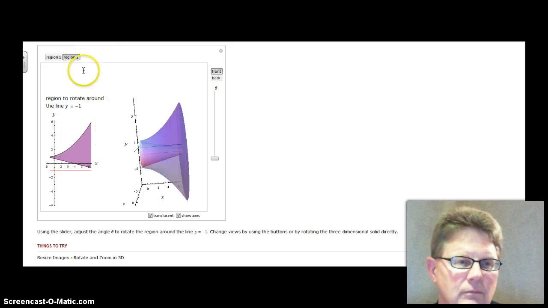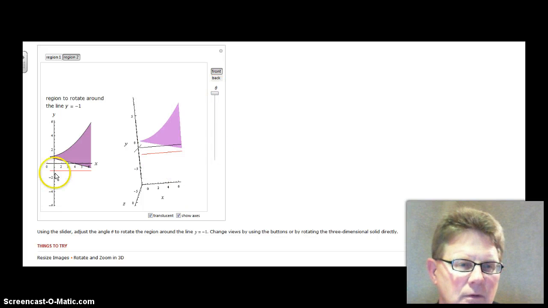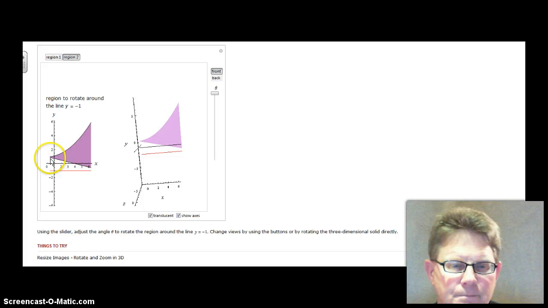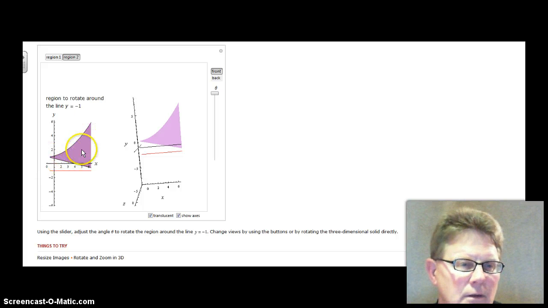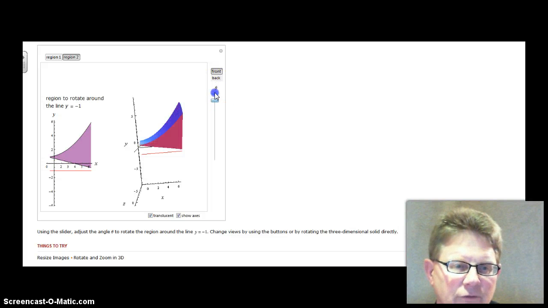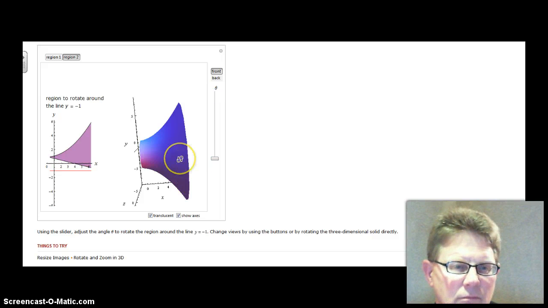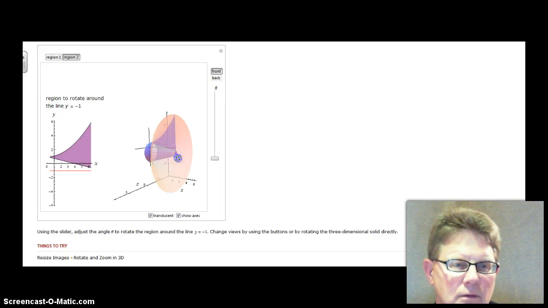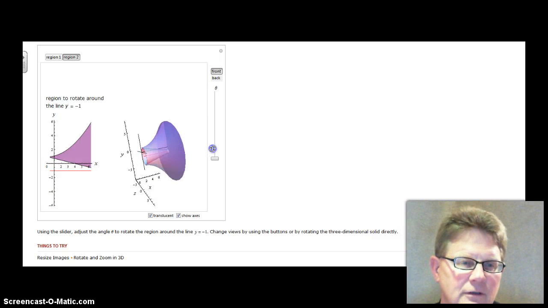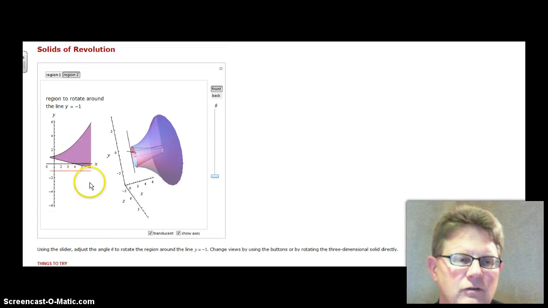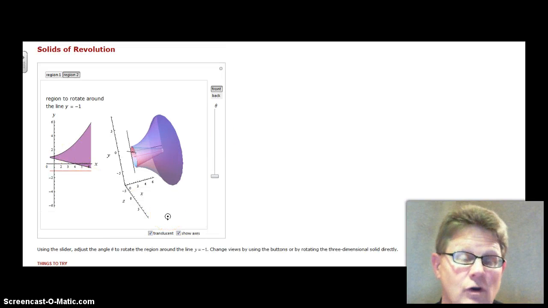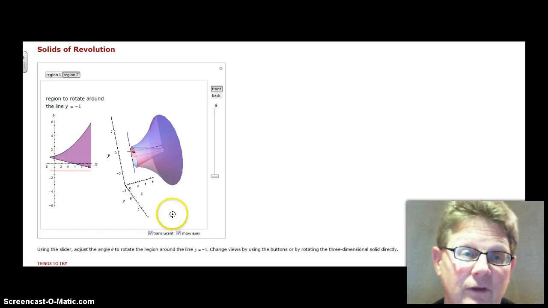Same thing. Okay, this time we've got another function, and when we revolve it around that line y equals -1, we make a pretty cool picture there. And that's what we're going to do. Alright, let's go back to our lesson now that you see kind of what's going on where we're revolving around an axis.